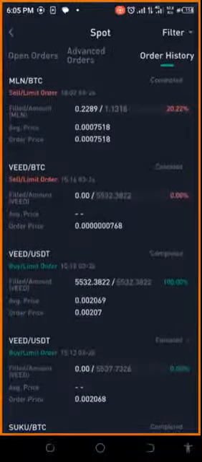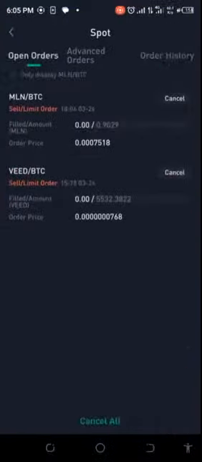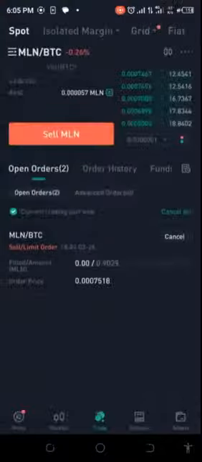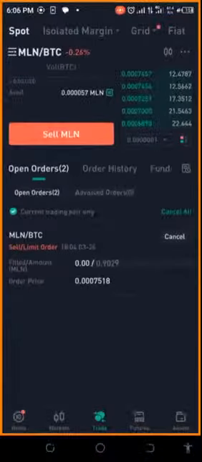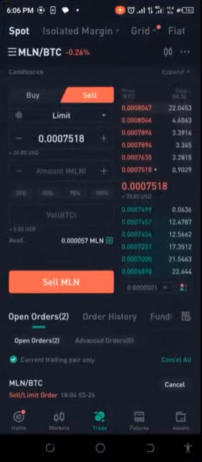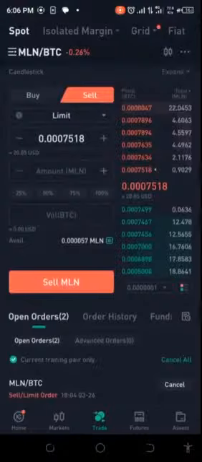Okay, let's go back. Let's see the open orders. Okay, so here we are, currently in the queue and trying to see whether we can get this sold. All right. So here's the story of our inter-exchange arbitrage. Let's wait and see how long this will take. I'll be back with the results.